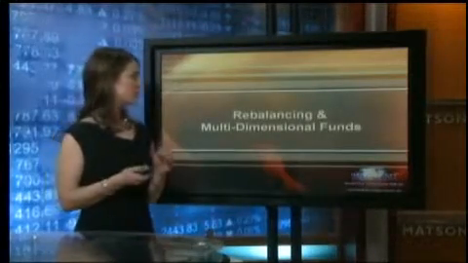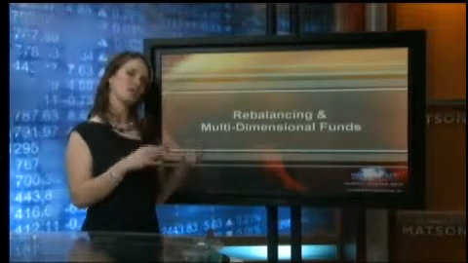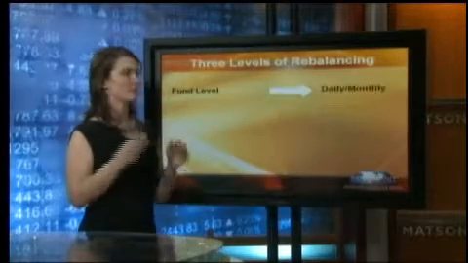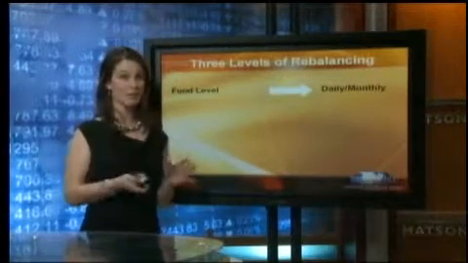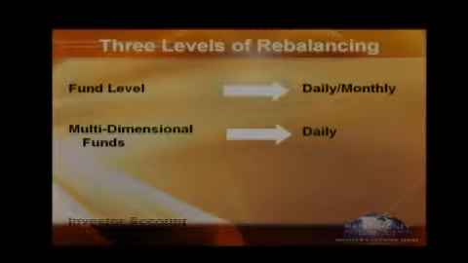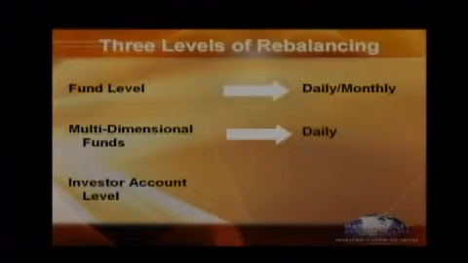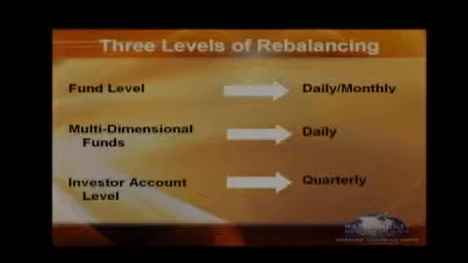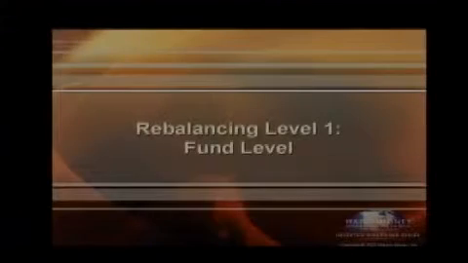So there's several different ways, and we're going to talk about rebalancing using multidimensional funds. And this happens on 3 levels. It happens at the fund level on a daily and monthly basis. It happens in the multidimensional funds on a daily basis. And then it happens at the investor level on a quarterly basis. So we're going to look at how that happens in each one of those areas.